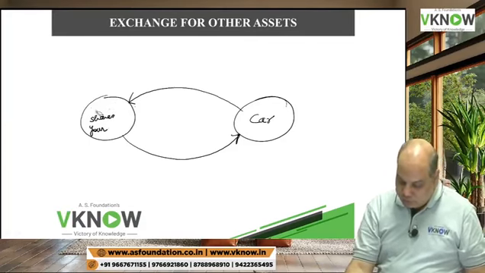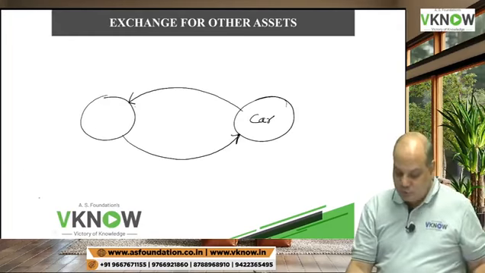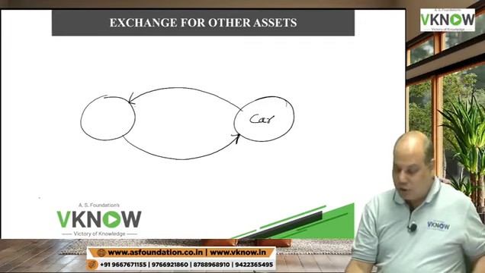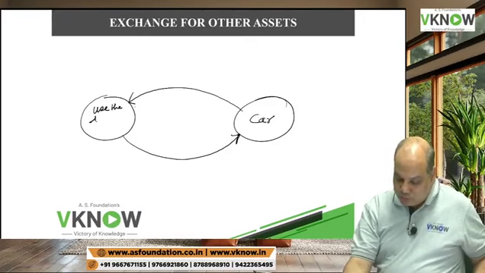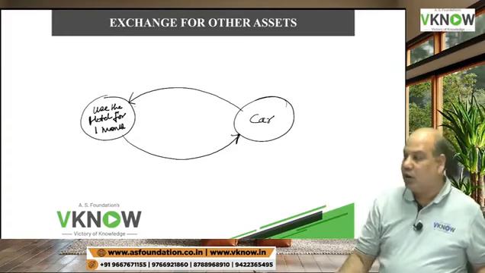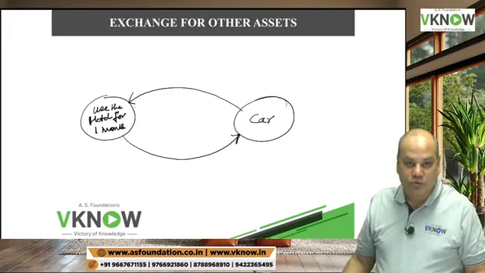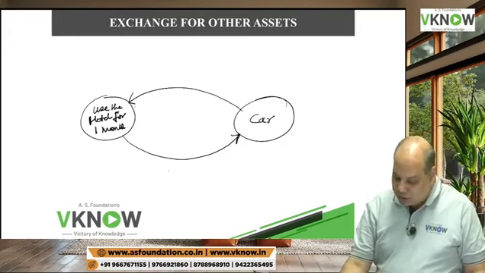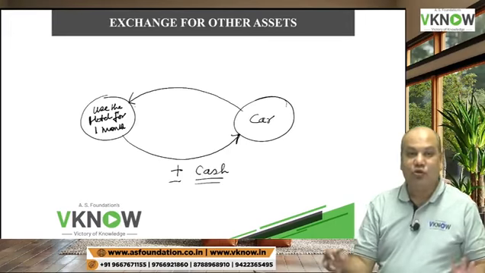Or one more example, suppose you own a hotel, and you allow the other party to use the hotel for 1 month, and in return you received the car, you got the payment in the form of car. And it is also possible sometimes that there may be exchange of some cash also.